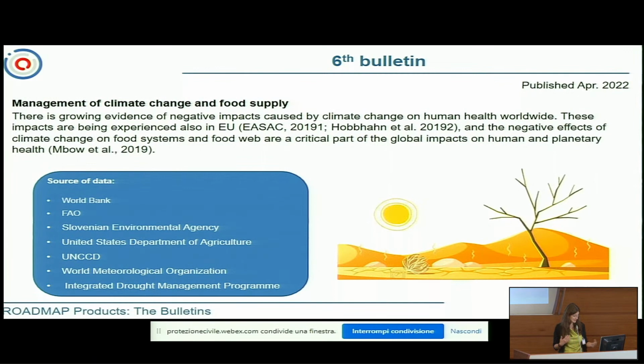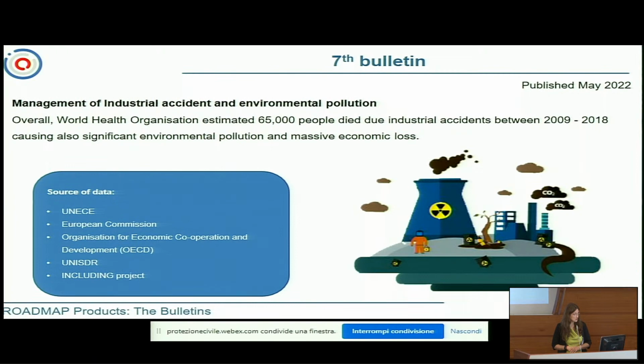The seventh bulletin is dedicated to the management of industrial accidents and environmental pollution. The main sources of data are United Nations reports, European Commission reports or guidelines, different research projects with good practices, and so on.